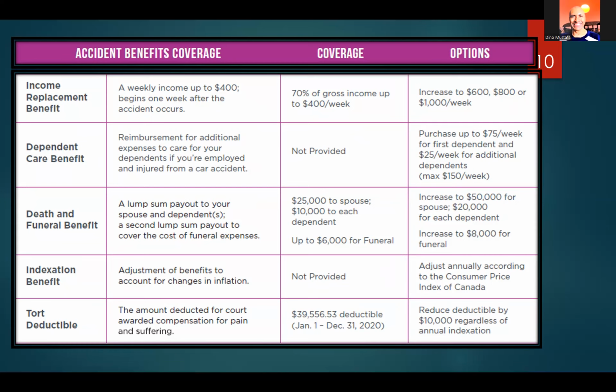So what is this indexation benefit? The indexation actually comes from the consumer price index. And what is the consumer price index? It is all about the rate of inflation. At the beginning of each year, the provinces calculate the consumer price index, the rate of inflation. And this is how prices keep going up. The dollar value keeps going down and the price keeps going up. That's called inflation. Too much money chasing too few goods.